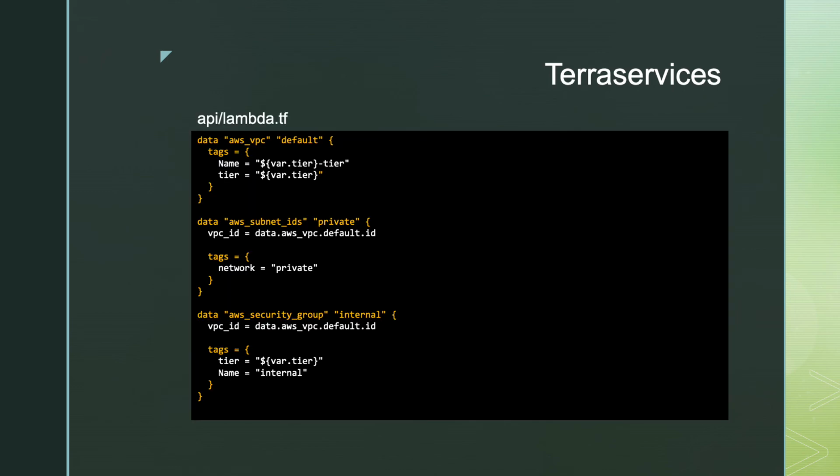Instead, we can use data block queries to look up the VPC in AWS based on the tags we set in the network plan. Here, for the test tier, we're looking for a VPC with a name of test tier and a tier tag of test.